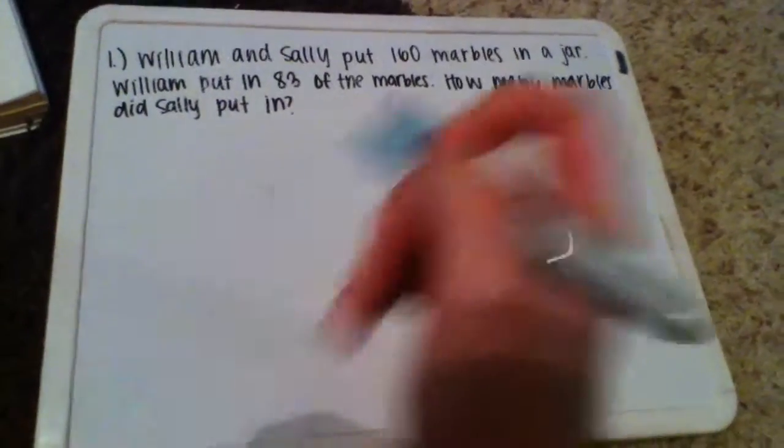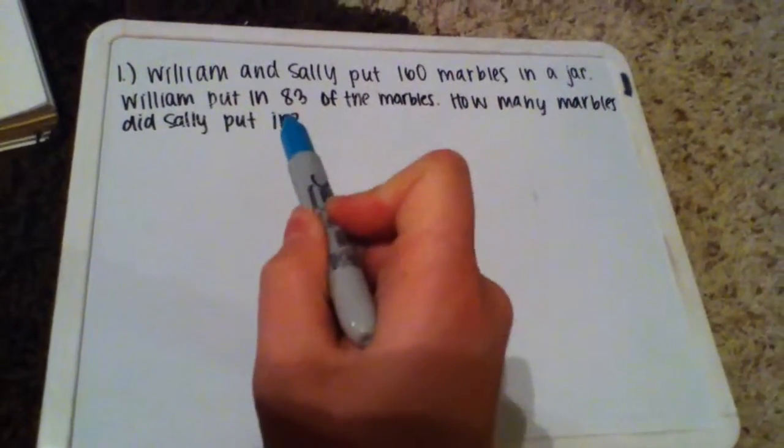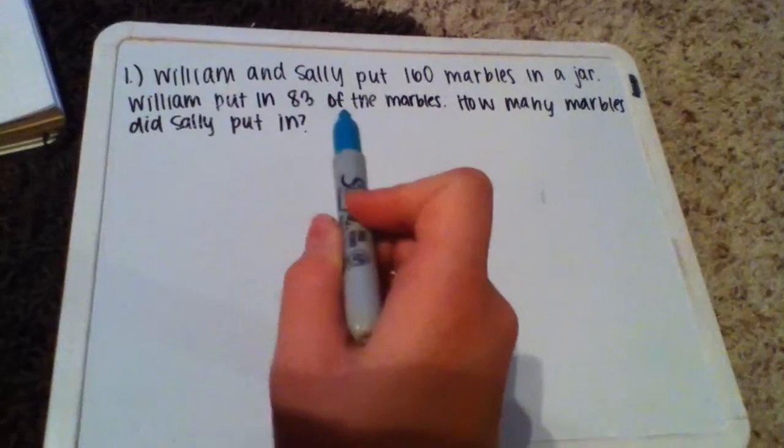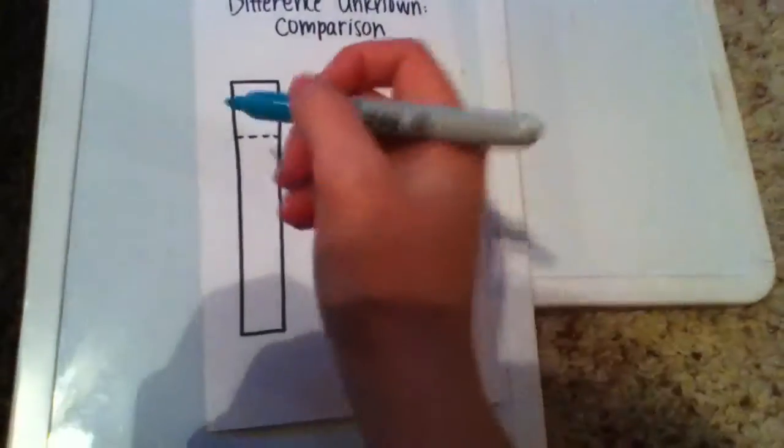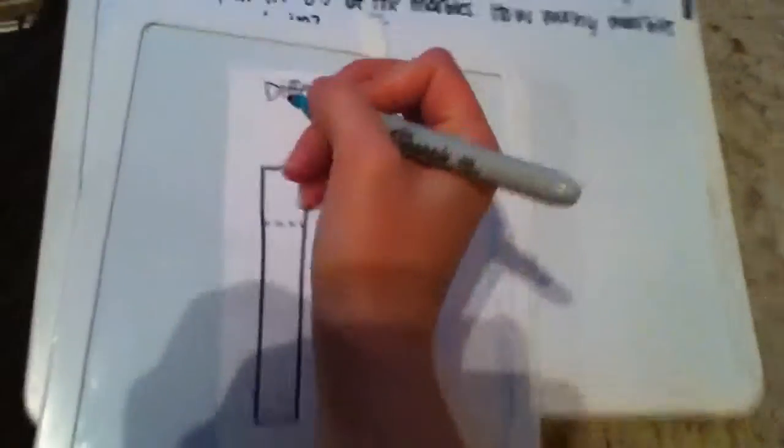So for this, we know the total and we know part of it, but we need to know the difference of what Sally put in, because we know William put in the 83. So right now I've already made this comparison chart and the difference is unknown. So we're going to label this the large set right up top.